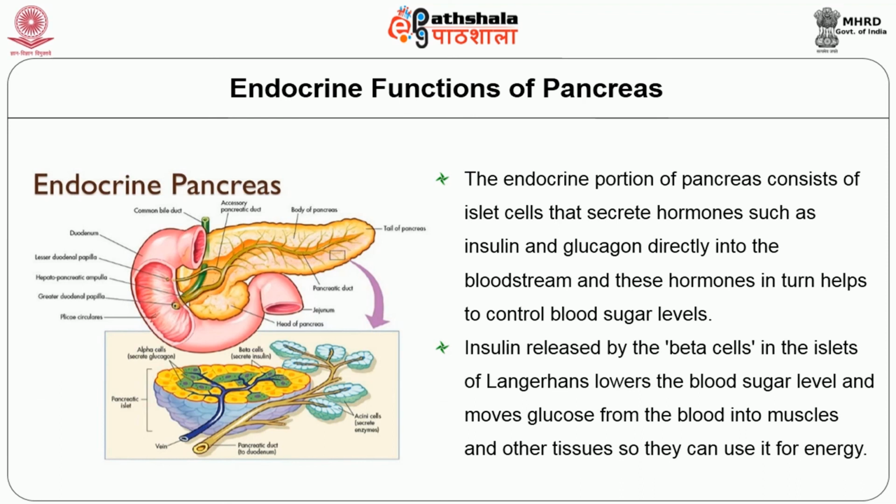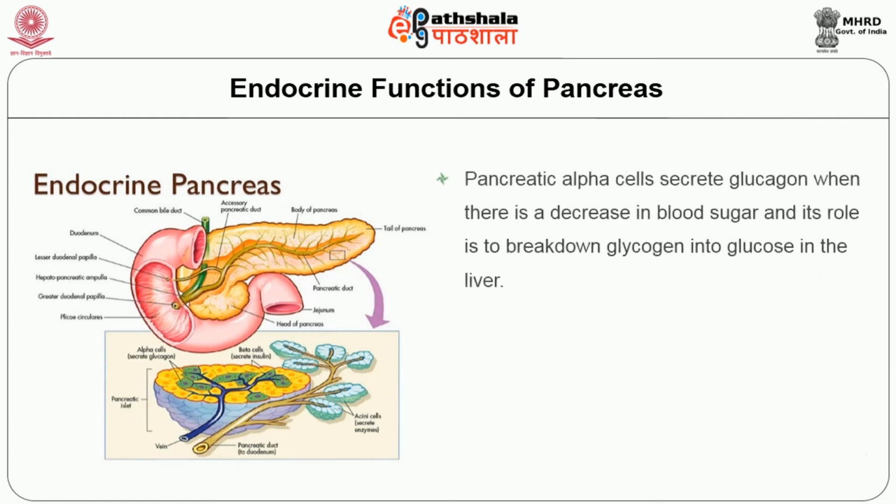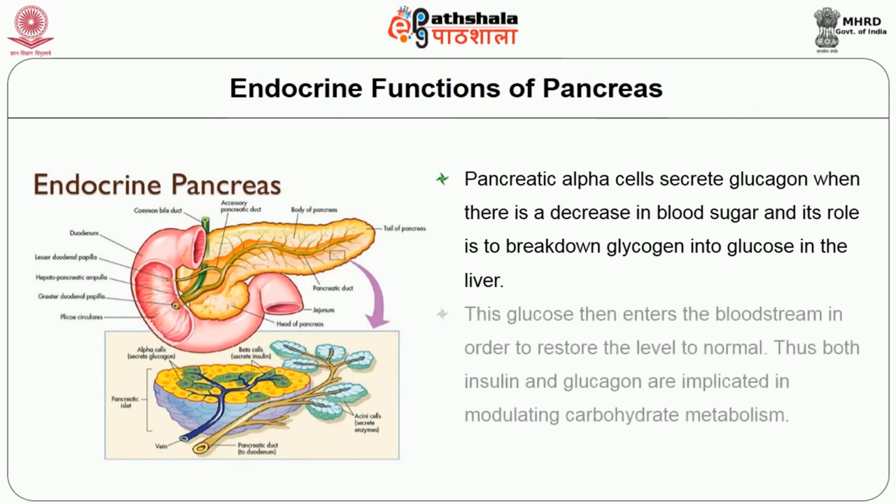Insulin released by the beta cells in the islets of Langerhans lowers the blood sugar level and moves glucose from the blood into muscles and other tissues so it can be used for energy. Pancreatic alpha cells secrete glucagon when there is a decrease in blood sugar, and its role is to break down glycogen into glucose in the liver. This glucose then enters the bloodstream in order to restore the level to normal. Thus, both insulin and glucagon are implicated in modulating carbohydrate metabolism.